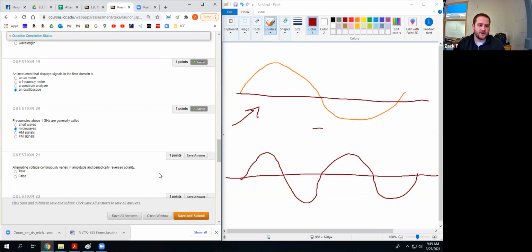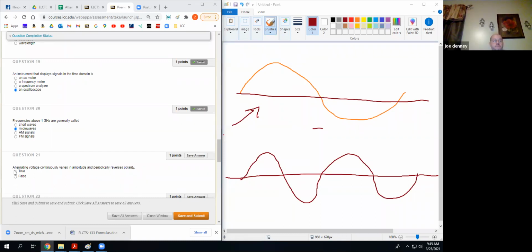Alternating voltage continuously varies in amplitude and periodically reverses polarity. Is that true or false? True. That's true.